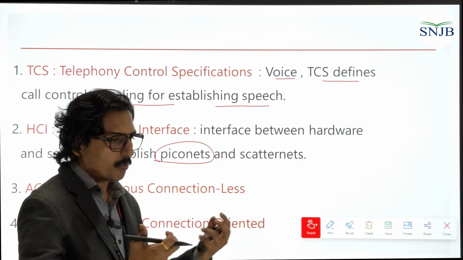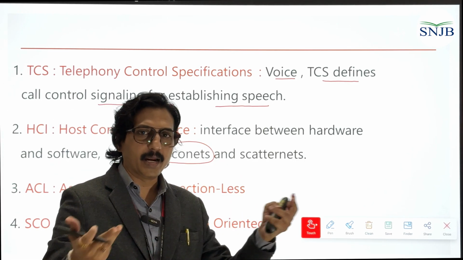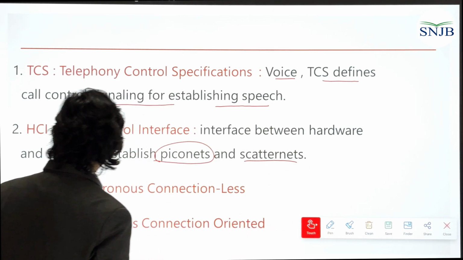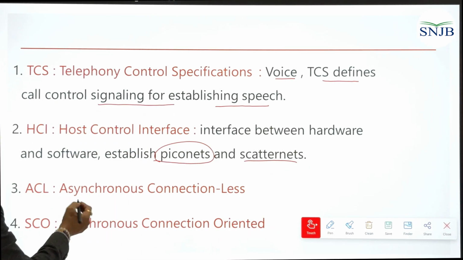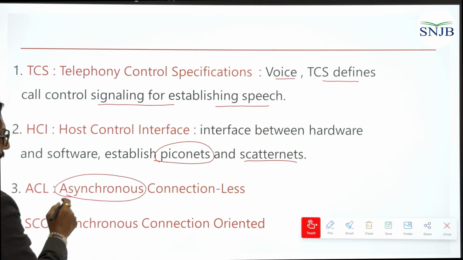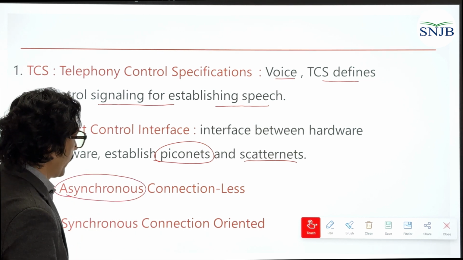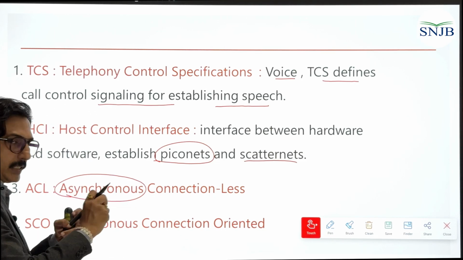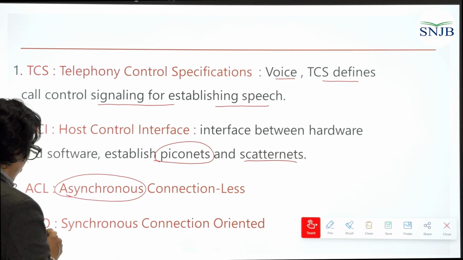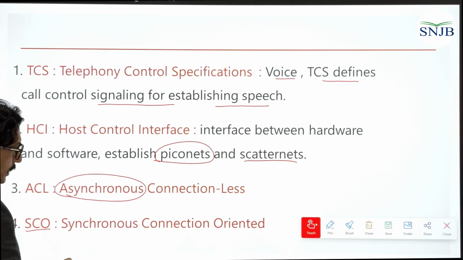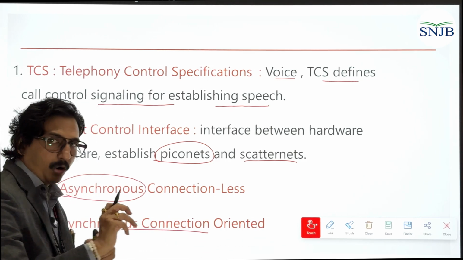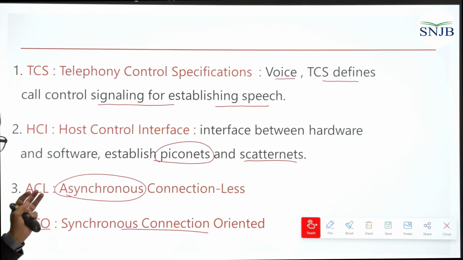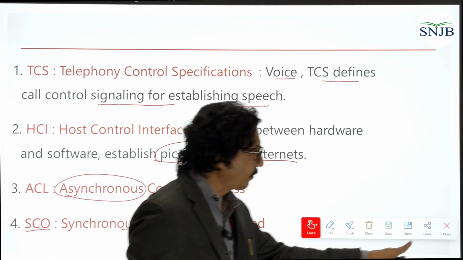If two or more piconets are communicating with each other, then it is treated as a scatternet. This is asynchronous connectionless, meaning it is asynchronous communication. There is a delay between the frames, and it is connectionless. If both the devices are synchronous, then they can use the service through SCO. If both are not synchronous, then they can prefer ACL, asynchronous connectionless.